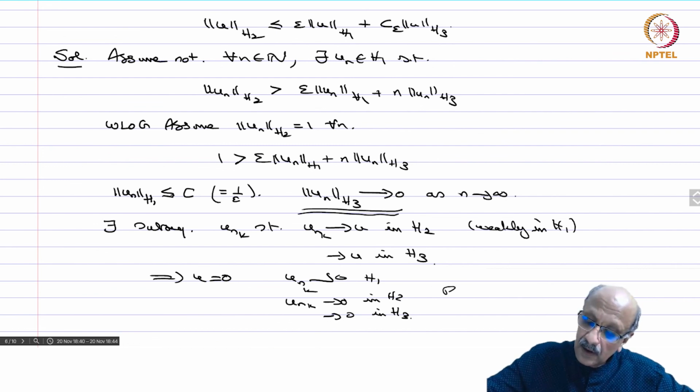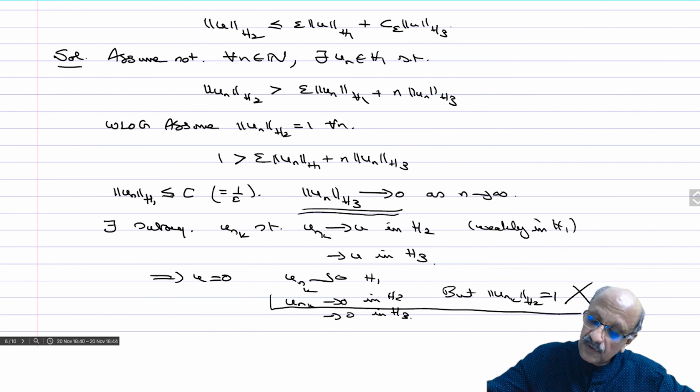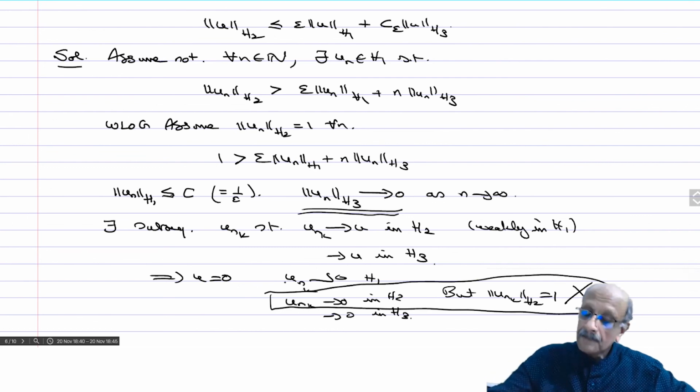But norm un_k in H2 equals 1, and therefore you have a contradiction to this. Okay, so therefore there exists such a constant. So okay.